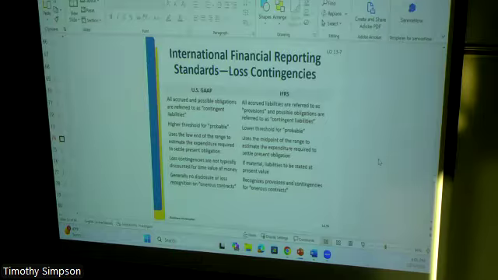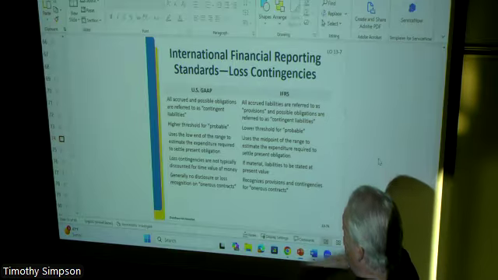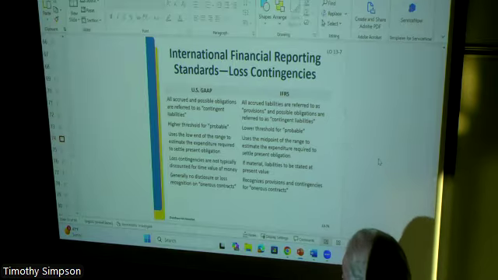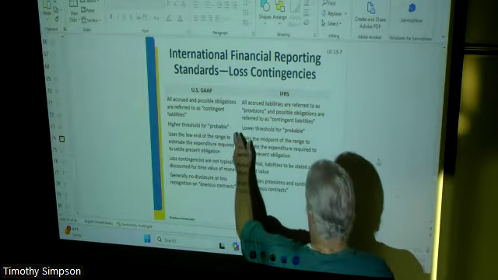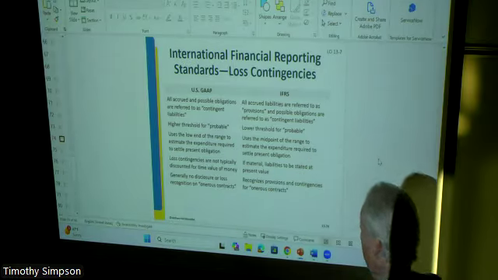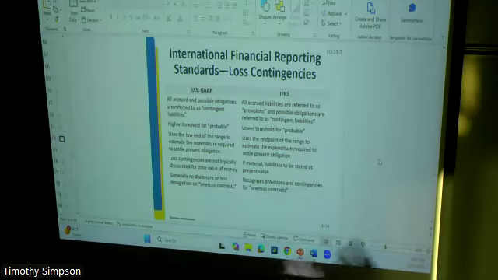So, all right, to the point about GAAP versus IFRS standards, under GAAP, all accrued and possible obligations are called contingent liabilities. And it's pretty much the same under IFRS, although the word provisions is used for the accrued liabilities, so that's a little bit different. And I mentioned a second ago, thresholds are different. There's a higher threshold for what's probable in the GAAP standards and a lower threshold in the international standards.